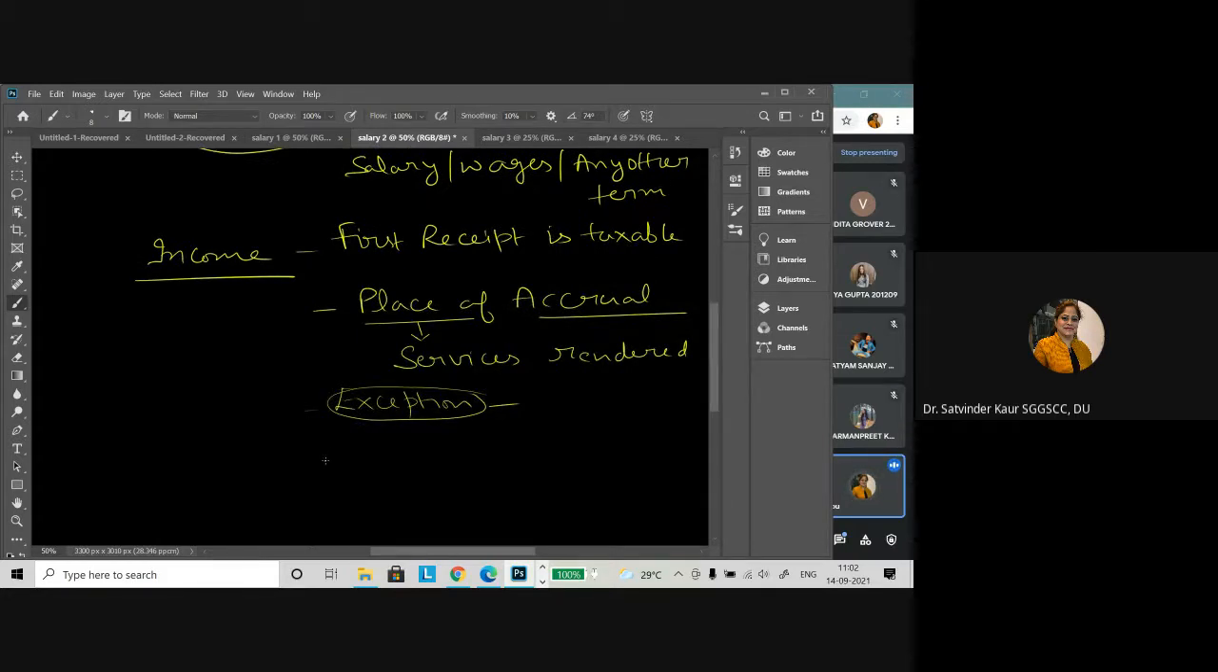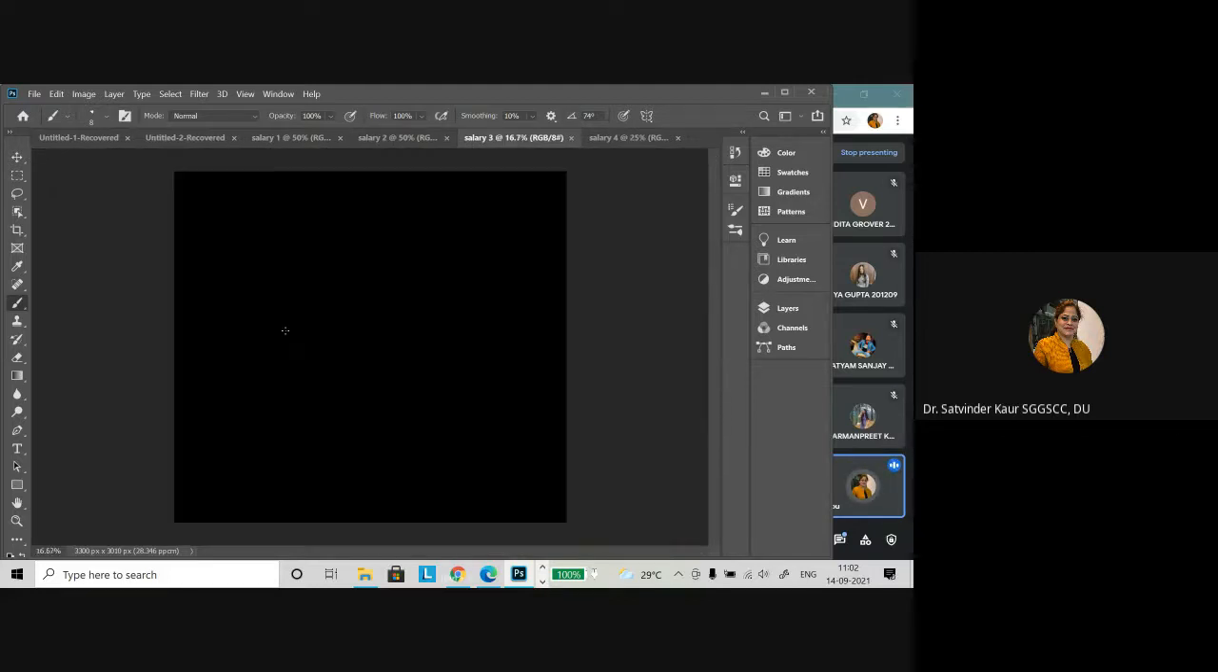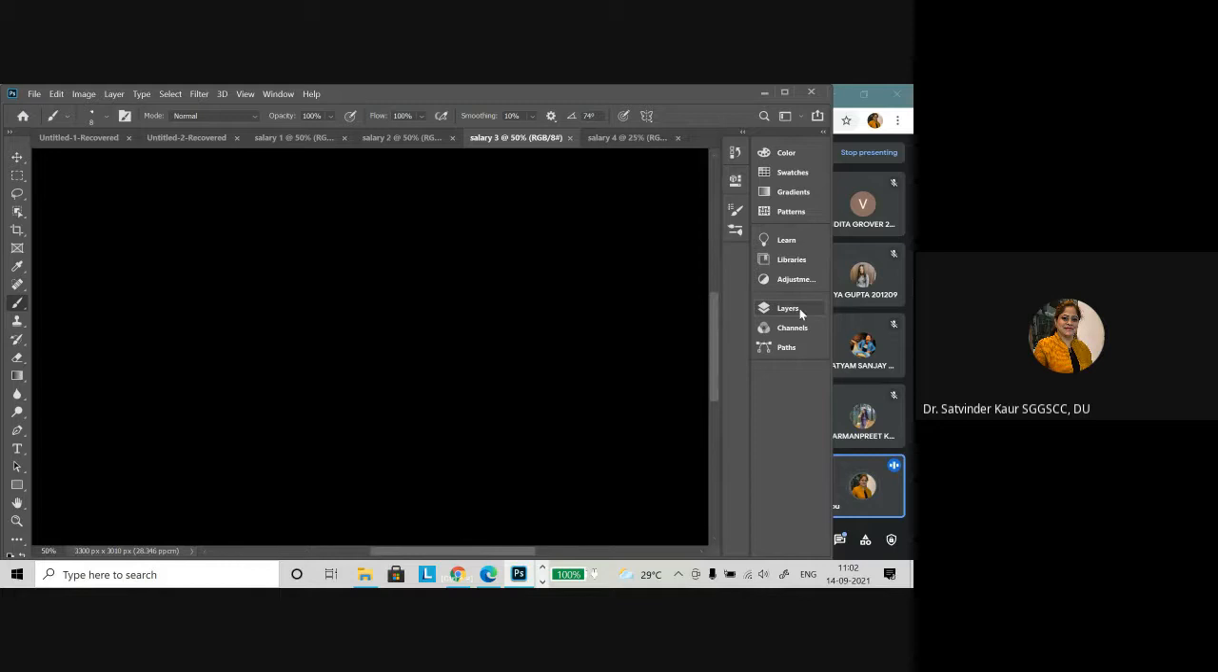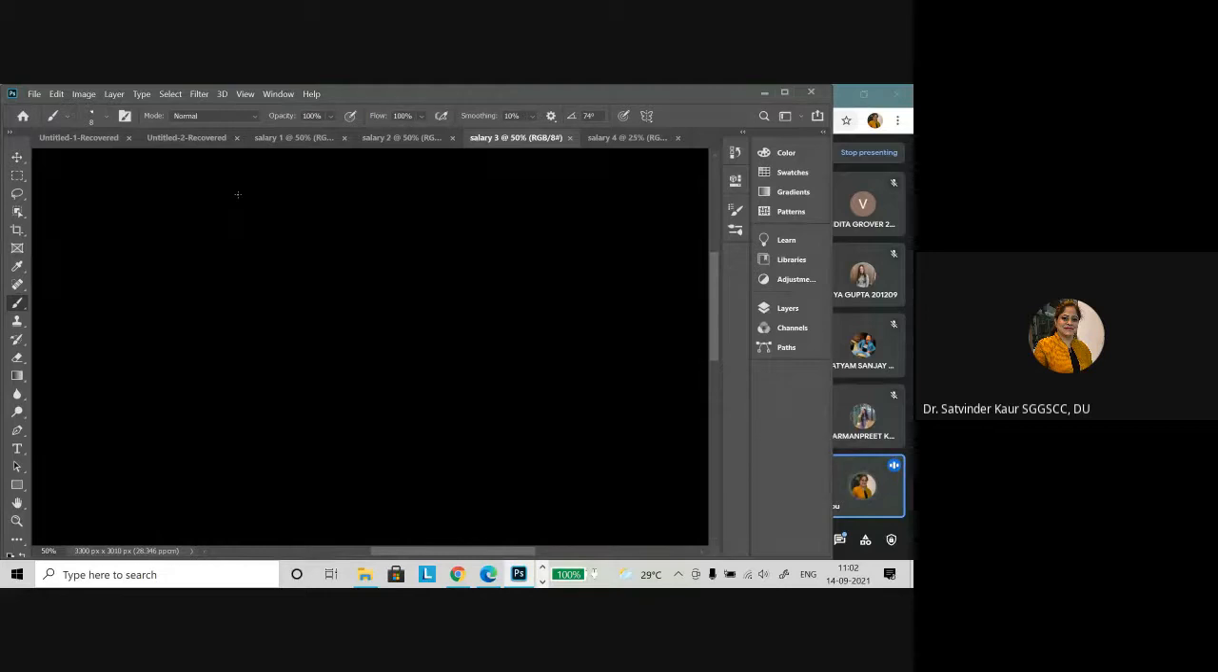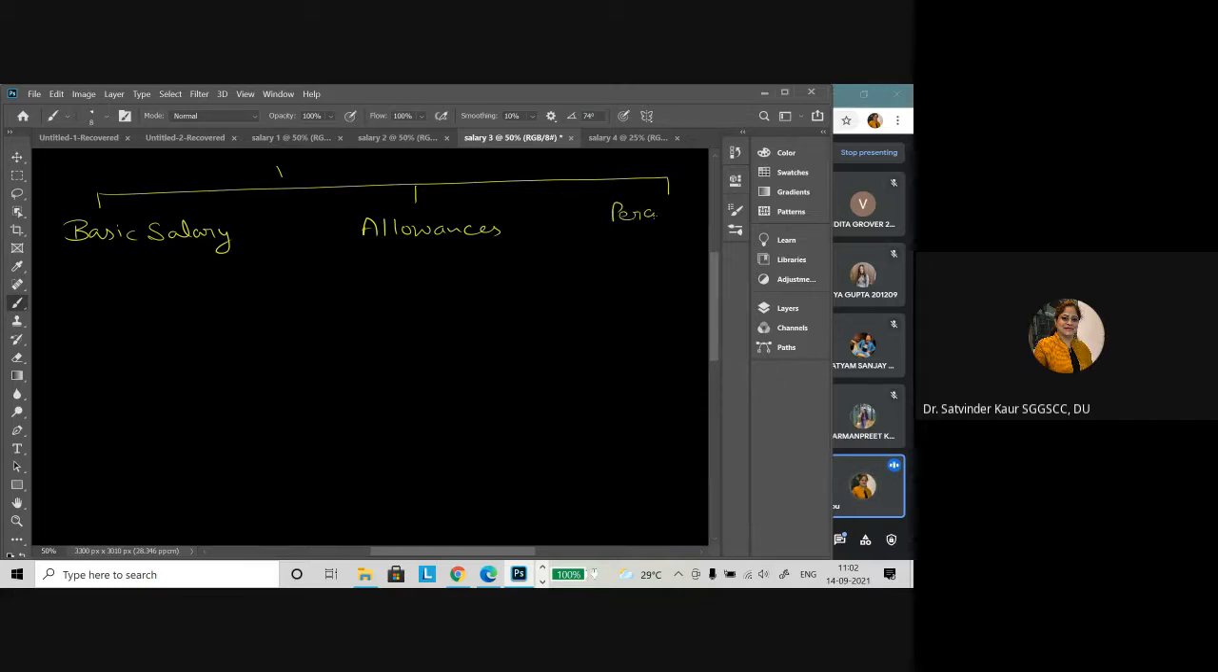Other than this, we have to understand what the salary is. For the salary, I generally make this table to help my students, so that at a glance they can consider all the items which are included in the salary. For the salary head, I generally divide it into three components. One, section 1, basic salary and other emoluments. The second section we call allowances, and the third part we take as the perquisites.